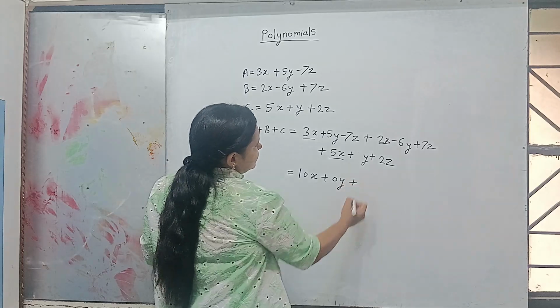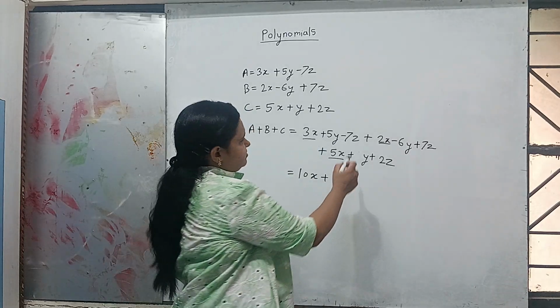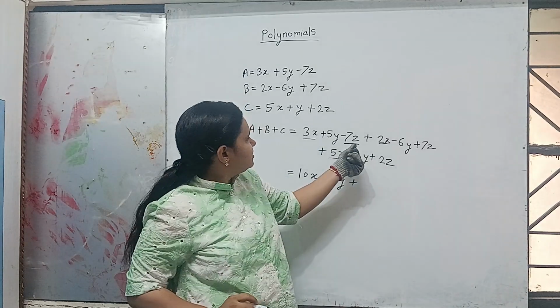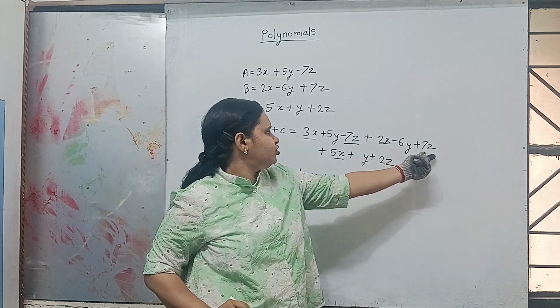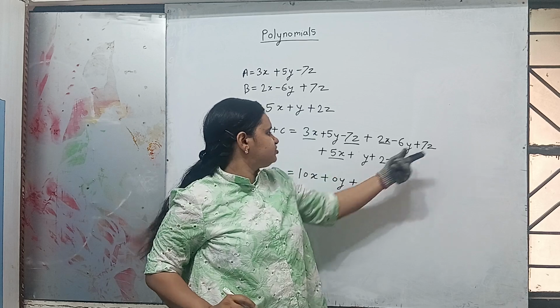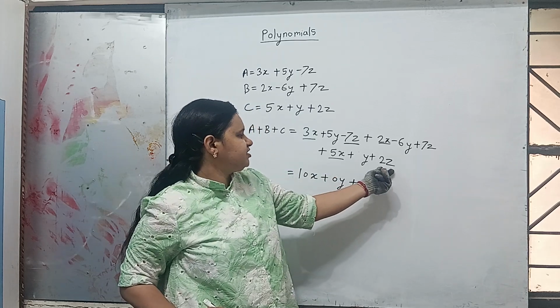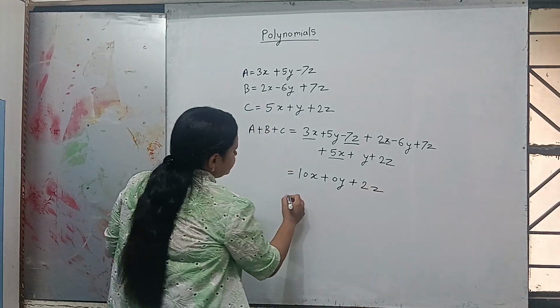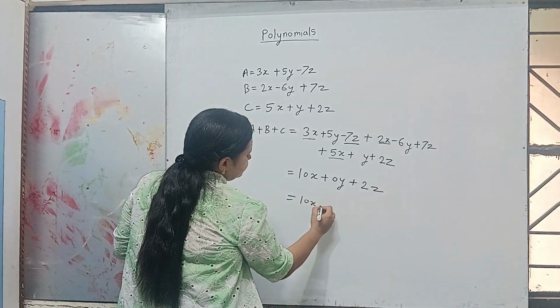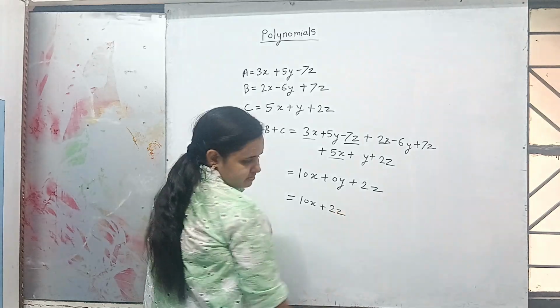Now let us see the z terms. Minus 7z plus 7z will get 0. What is remaining? Plus 2z. So what we will get? 10x plus 2z.